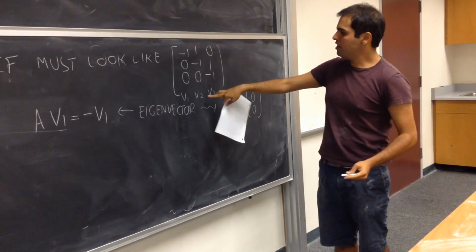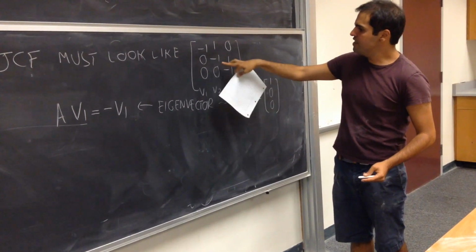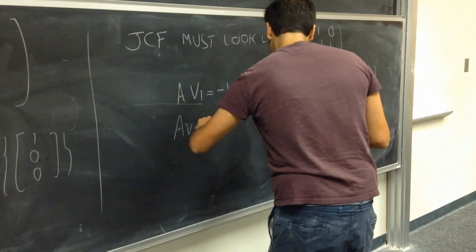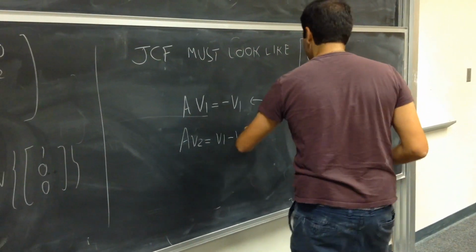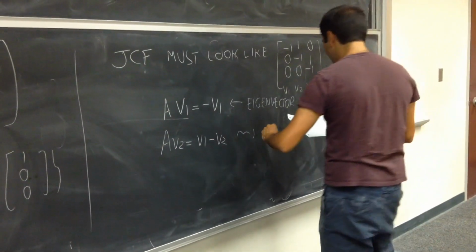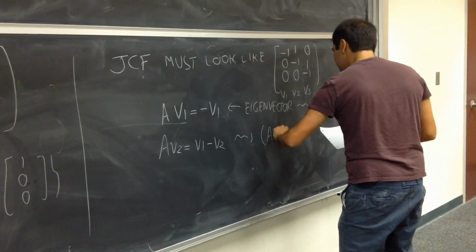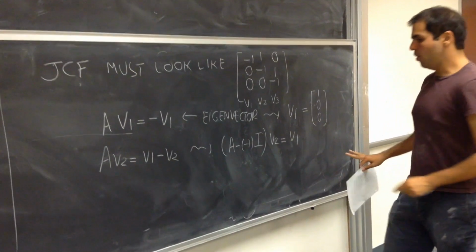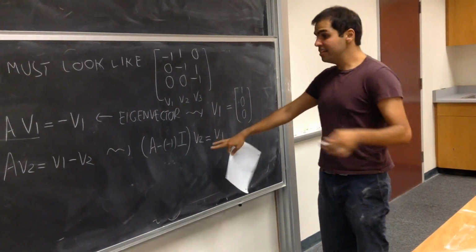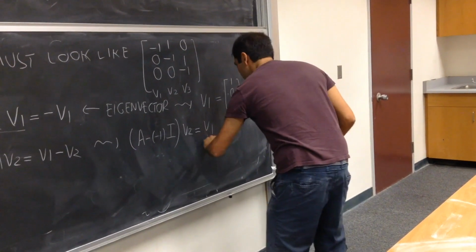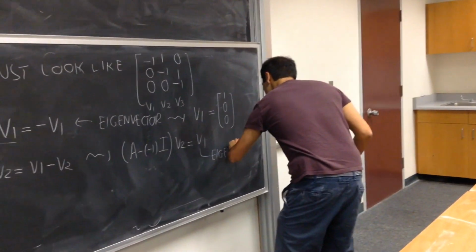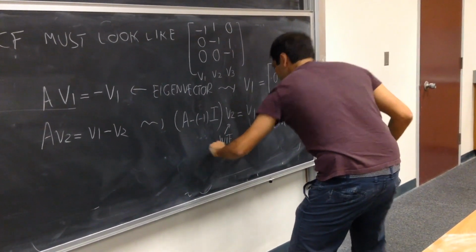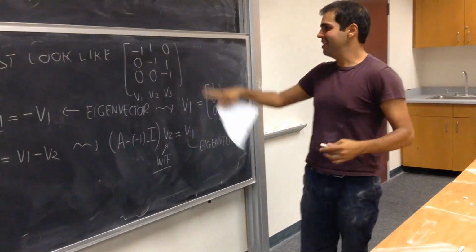Alright, let's continue. What does that mean? It means that A v2 equals v1 minus v2, and just as before, you can reorder this equation, and you find A minus (minus 1) I, v2 equals v1. But that's great, because it's basically the same procedure as before, because this is an eigenvector, and this we want to find. Again, so you have to back solve again.